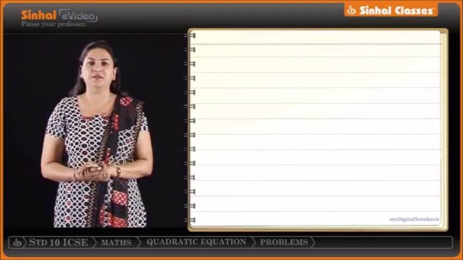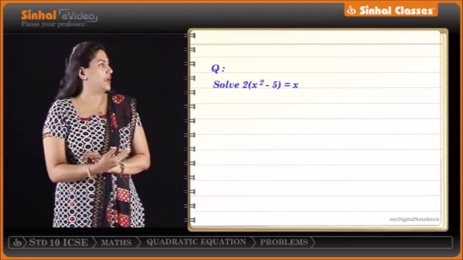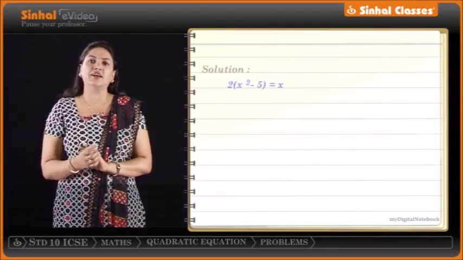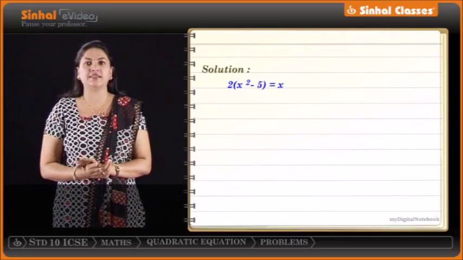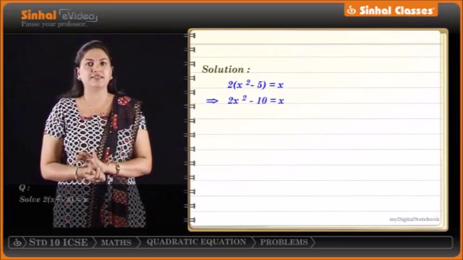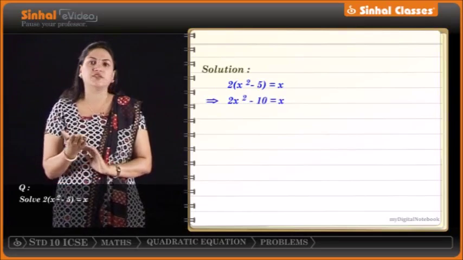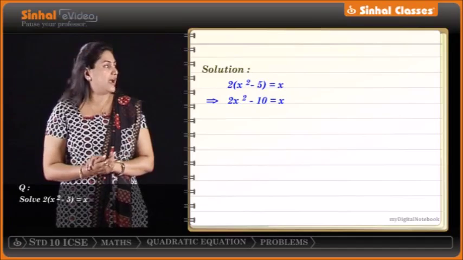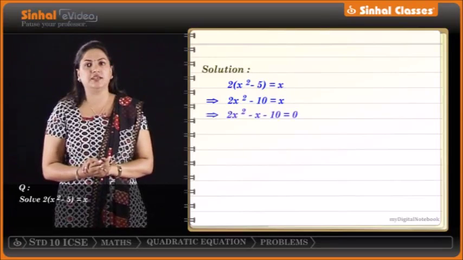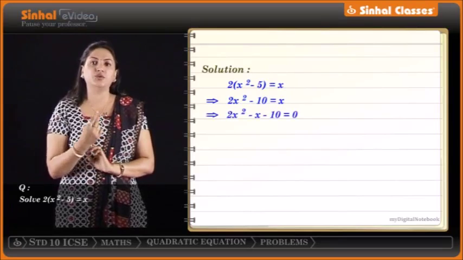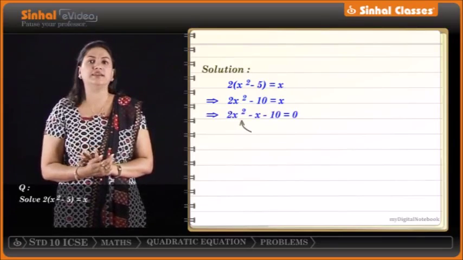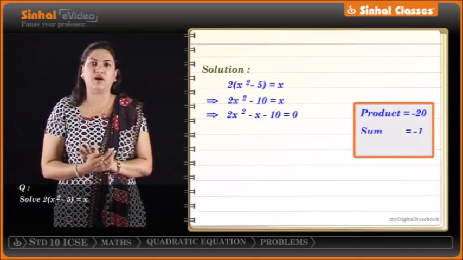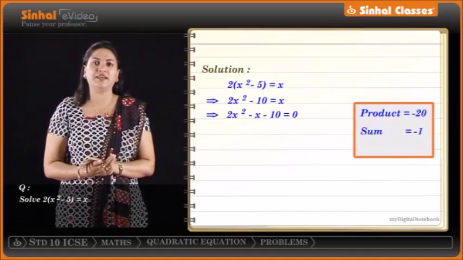Now to the next problem. Solve 2 into x square minus 5 is equal to x. Now first we will open the bracket as 2x square minus 10 equal to x. Transfer x to the other side to get 2x square minus x minus 10 is equal to 0. Now we want two numbers whose product is minus 20 and the sum is minus 1. What can the numbers be?